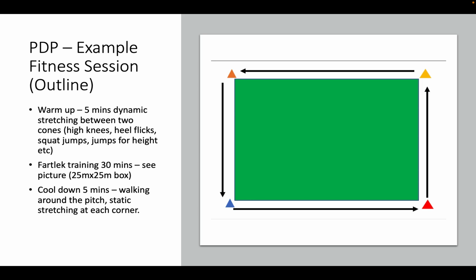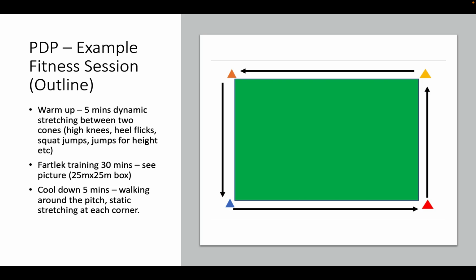So here's what a session may look like, and we're going to show you some different ways in which we could change or adapt that session to make it harder. So to start off with, we're going to complete a short warm-up which involves some running and then some dynamic stretching between 2 cones. So we would want to carry out movements which are short, sharp and explosive, so we can prime our body ready for activity. We would do high knees, heel flicks, some squat jumps, jumping for height, a bit of running, and then some sprinting.